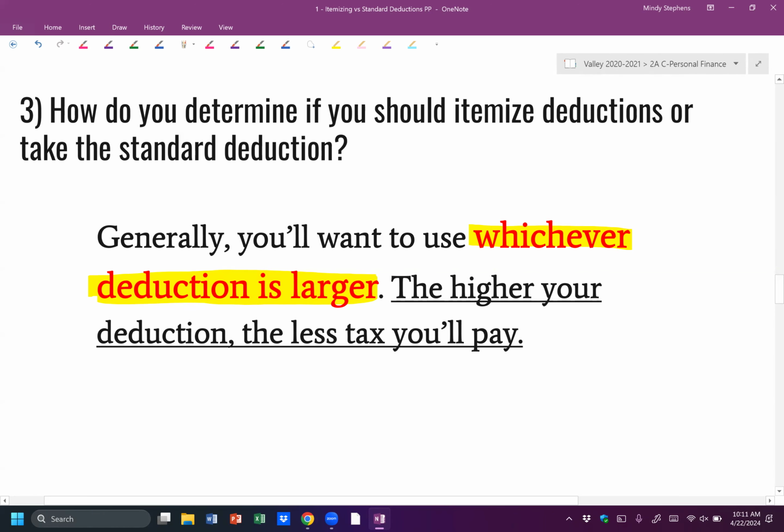So we do some figuring. We figure out what the itemized number is, what the standard number is, and you compare them. If itemized is bigger, we're going to choose itemized. If standard is bigger, we're going to choose standard. So you have to compare your itemized number for your taxes to the standard number for your taxes. Whichever one is bigger out of the two, that's the one we're going to choose. And that's what we're doing today, is finding those two numbers and figuring out which one's better.